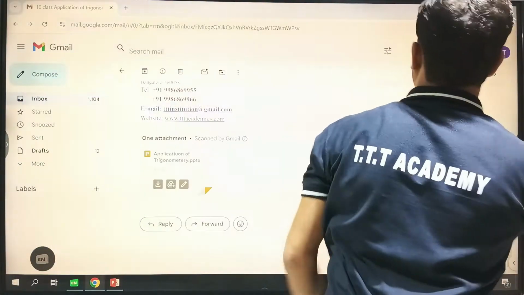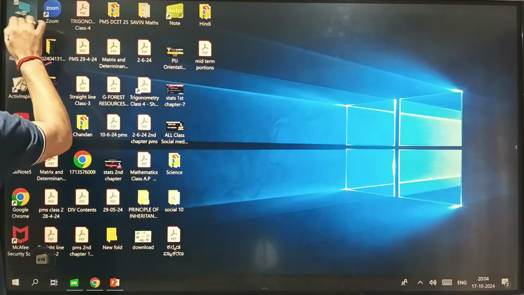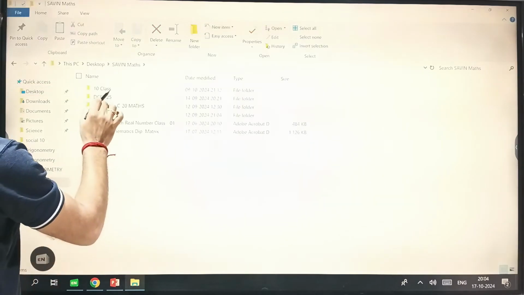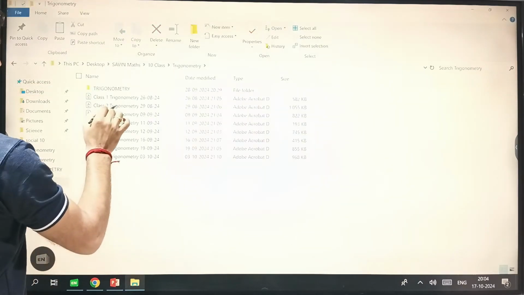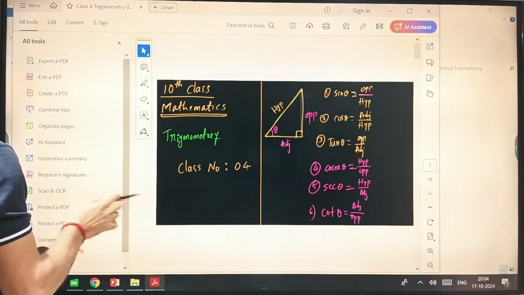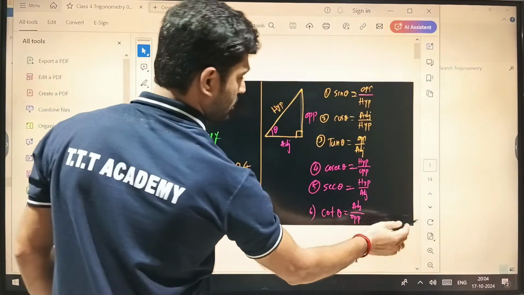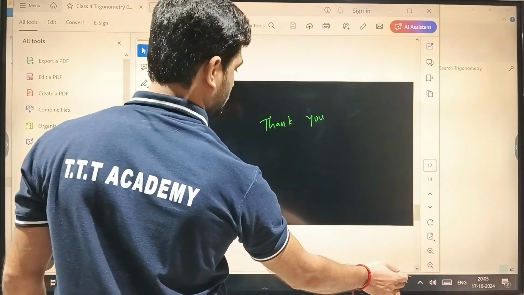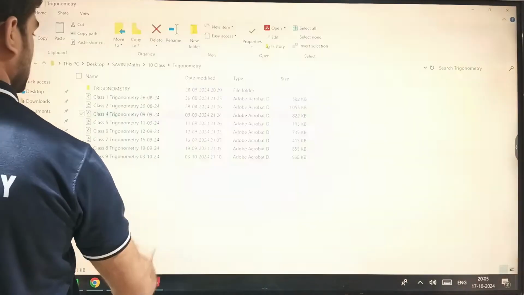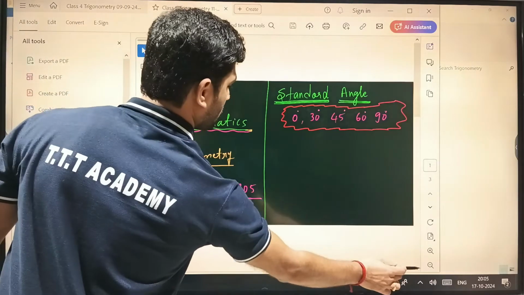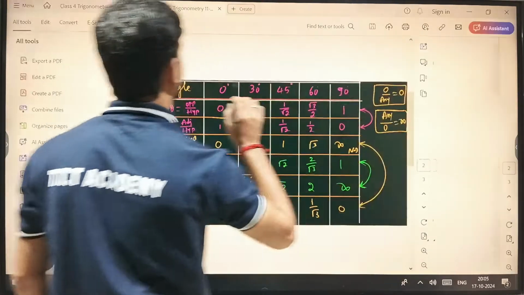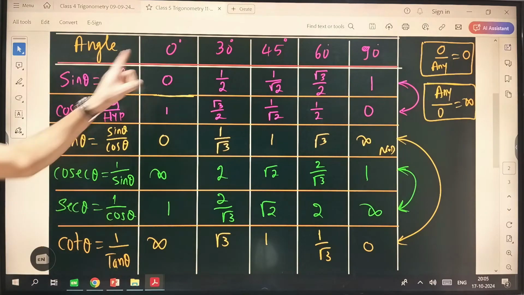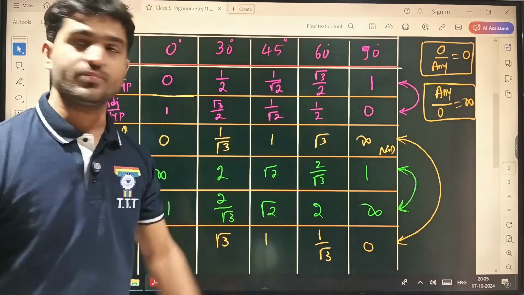We studied this in the last class, in class number 3 we studied the concept of standard angles. Okay, see, observe carefully. You should know this table for all 6 trigonometric ratios and for 0 degree, 30 degree, 45 degree, 60 degree and 90 degree.